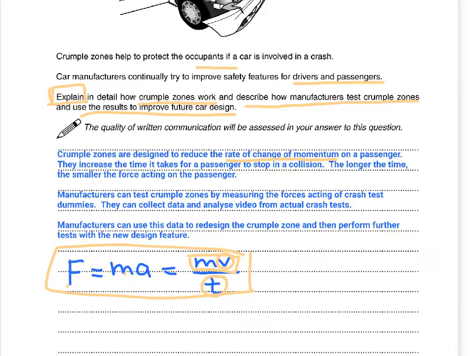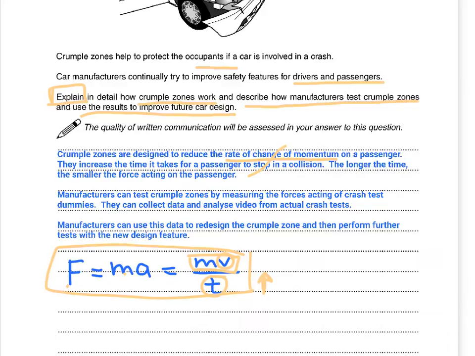So if your rate of change of momentum is very quick over a short amount of time, the force is very large. If the length of time it takes for you to change your momentum is very big, then the force is very small. So what we want to do in safety features is increase the amount of time it takes for the passengers inside the car to experience that change of momentum. So they increase the time it takes for a passenger to stop in a collision. The longer the time, the smaller the force acting on the passenger. So I think we've described in detail there how crumple zones work.